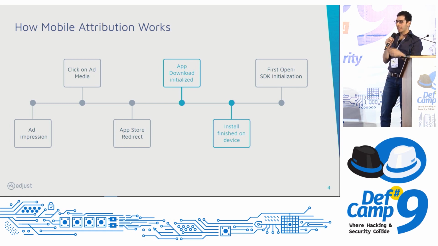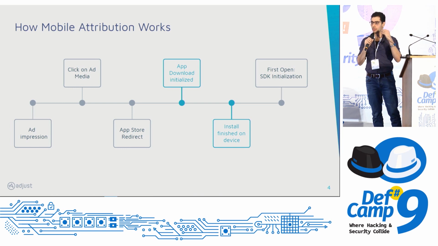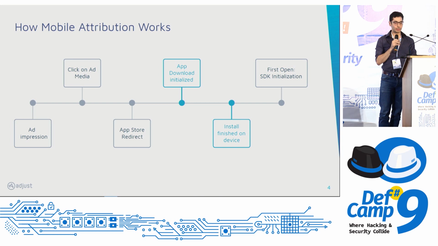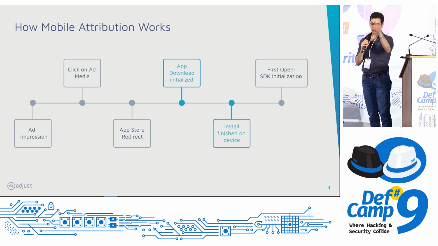And mobile marketers, that's a term, spend quite a large amount of money on this. We see $2 million per day of fraudulent installs going to fraudsters, and we're trying to stop it. That's the job of a mobile attribution provider. That's the job of the people in our industry. This is the user journey that they go through.